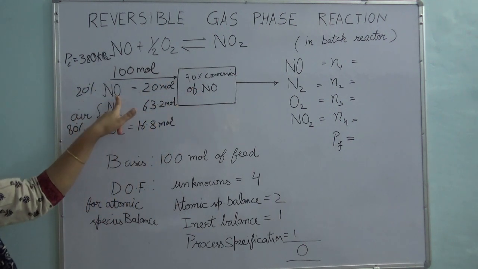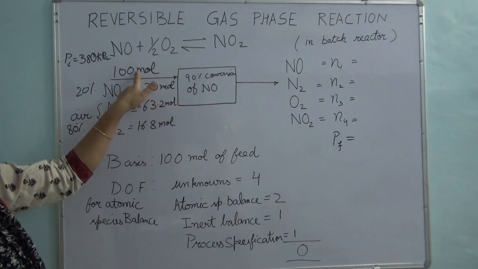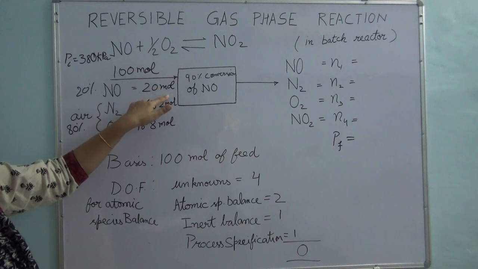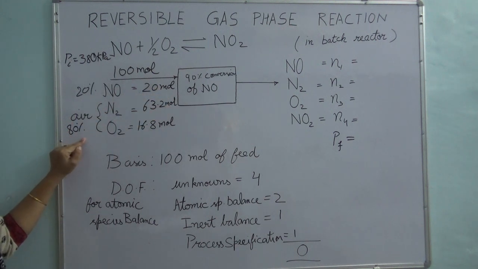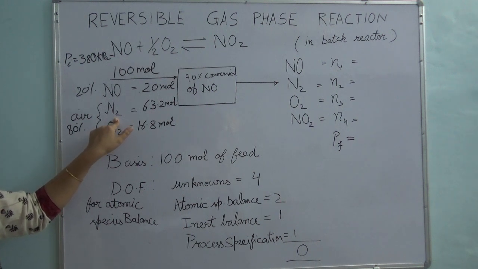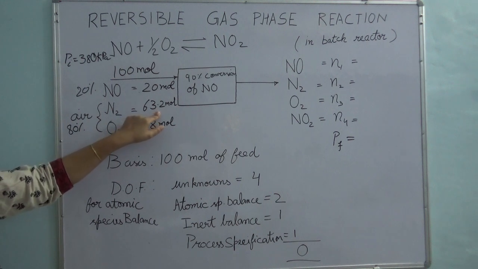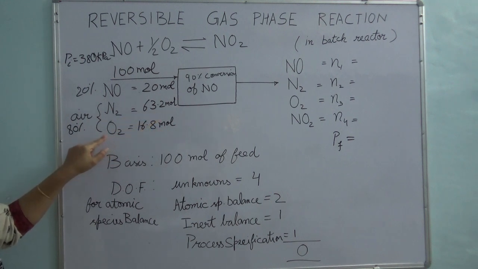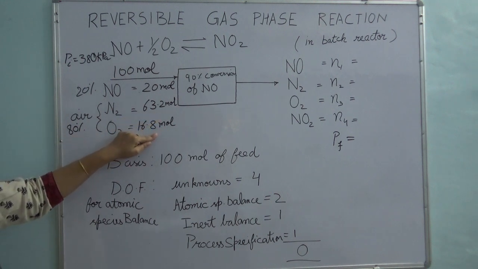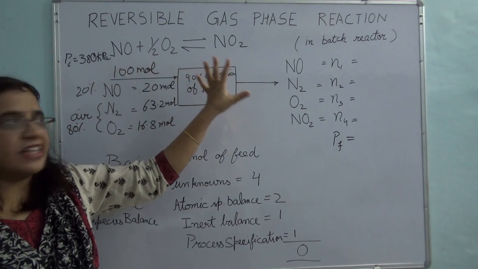So initially NO which is put into the batch reactor is 20%. So 20% of 100 is 20 moles. Remaining is air. Nitrogen is 79% of air, so 79% of 80, that is 63.2 moles. Similarly, oxygen is 21% of 80, that is 16.8 moles. So at the inlet, I know how much I am putting into the batch reactor.